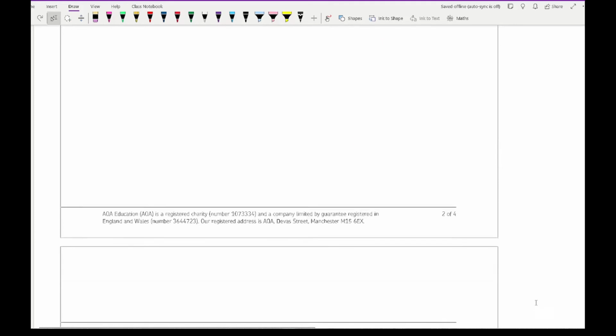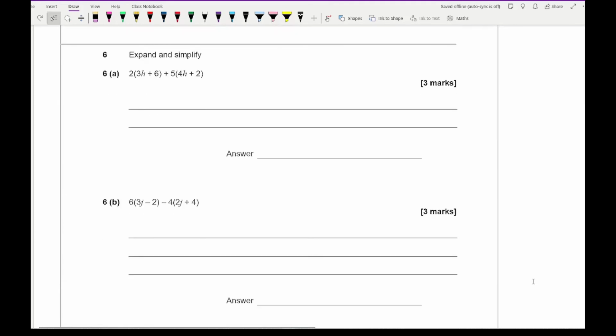Then moving on to question 6, again expand and simplify. So we've got 2 times 3h, which is 6h, plus 2 times 6, which is 12, plus 5 times 4h, which is 20h, plus 10. And then collecting the h's, we get 26h. And then collecting the constants or the numbers, we get 12 plus 10, which is 22.